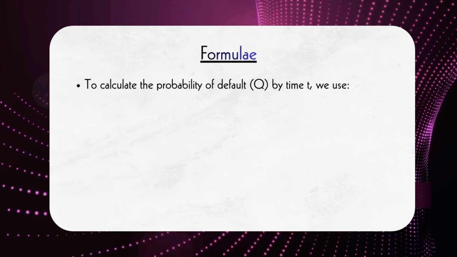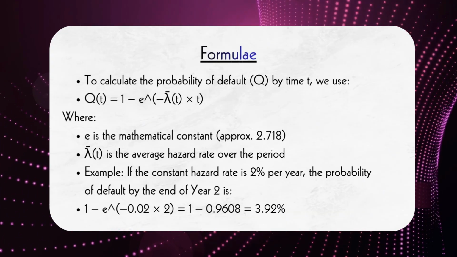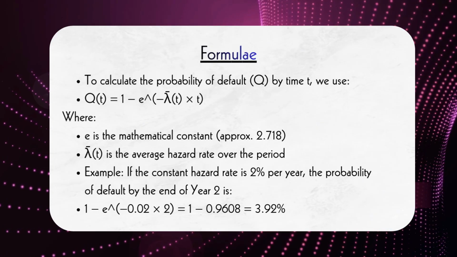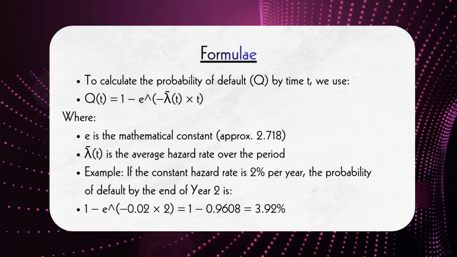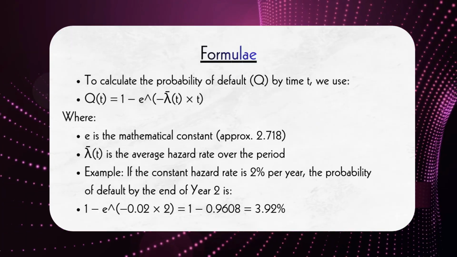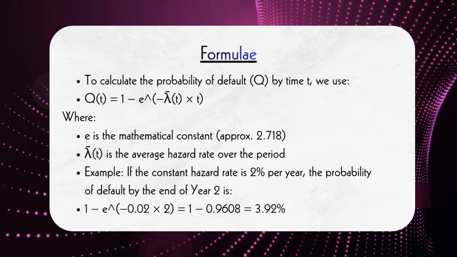To calculate the total probability of default by a specific time t, we use the given formula. If we assume a constant hazard rate of 2% per year, the probability of default by the end of year 1 is 1.98%. By the end of year 5, that cumulative probability grows to 9.52%.